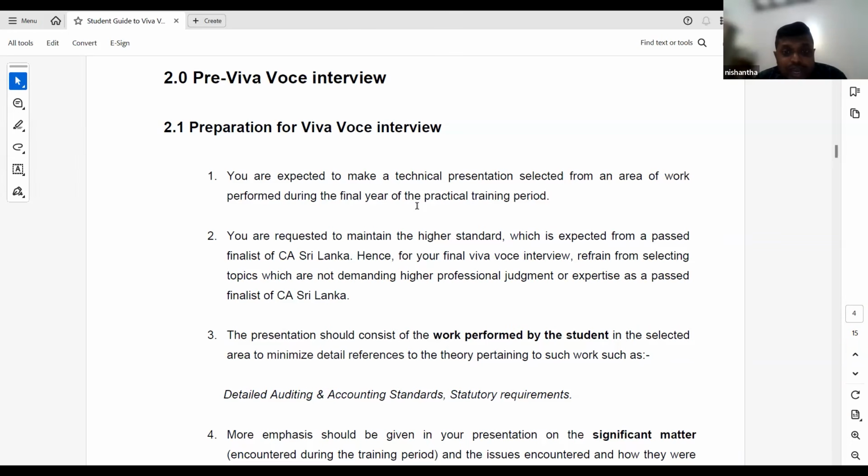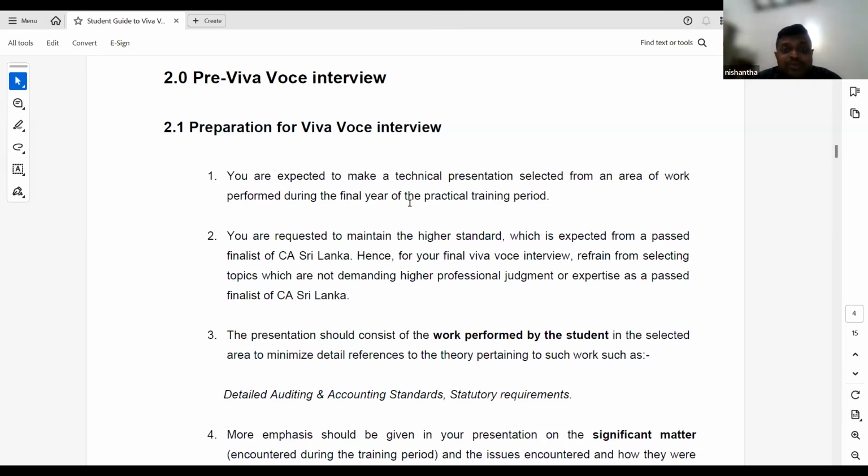You are requested to maintain the higher standard which is expected from past finalists of Sri Lanka. Hence, for your final VIVA interview, refrain from selecting topics which are not demanding higher professional judgment or expertise as a past finalist of Sri Lanka.